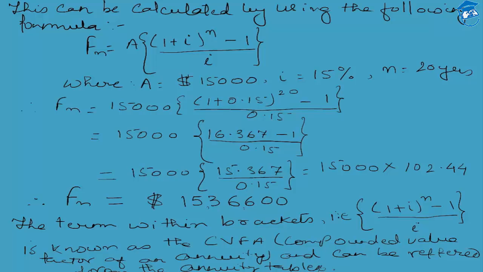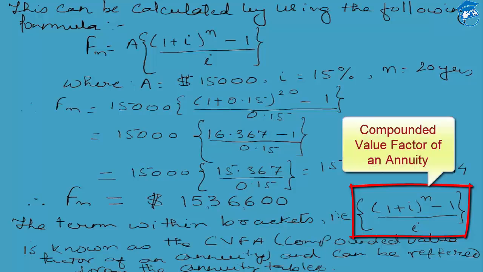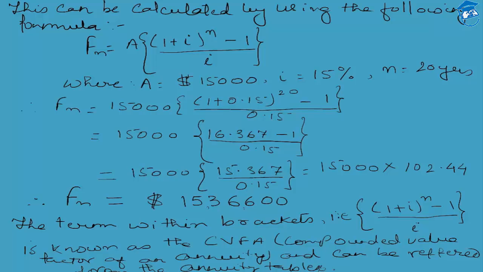Now students, the term within bracket, that is 1 plus i to the power of n minus 1 whole upon i, is known as the compounded value factor of an annuity, and this can also be referred to from an annuity table. While discussing the future value of a lump sum, we discussed that the term 1 plus i to the power of n is the future value factor of a lump sum for $1 increasing by i% for n number of years.